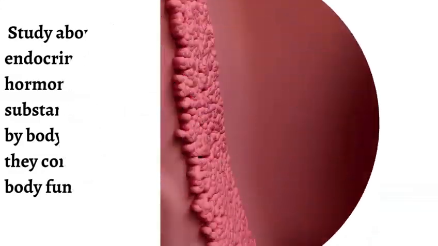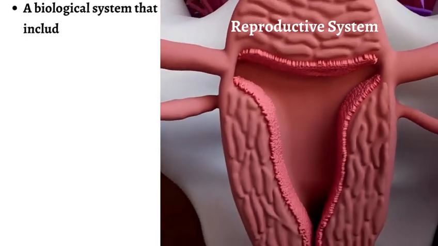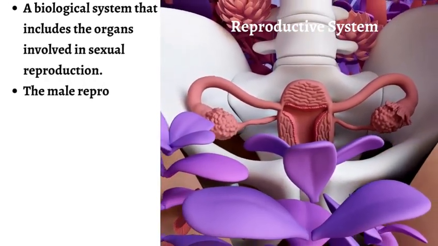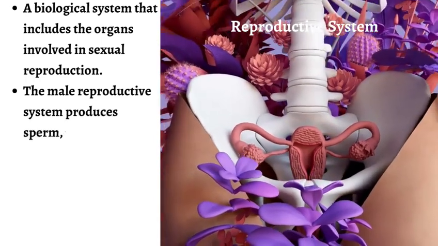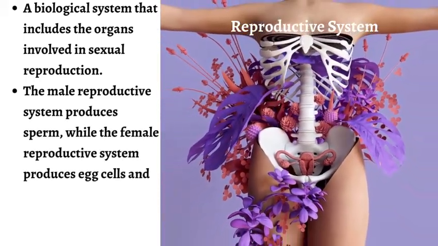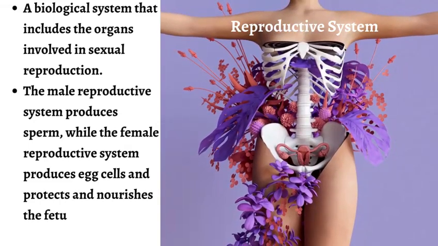The reproductive system. It is a biological system that includes the organs involved in sexual reproduction. The male reproductive system produces sperm, while the female reproductive system produces egg cells, and it also nourishes the fetus until birth.